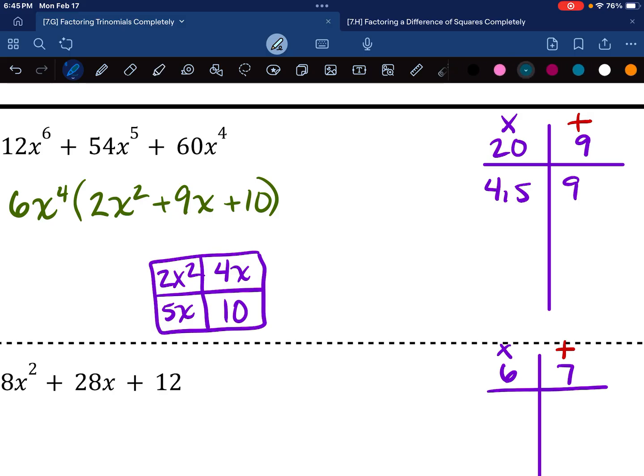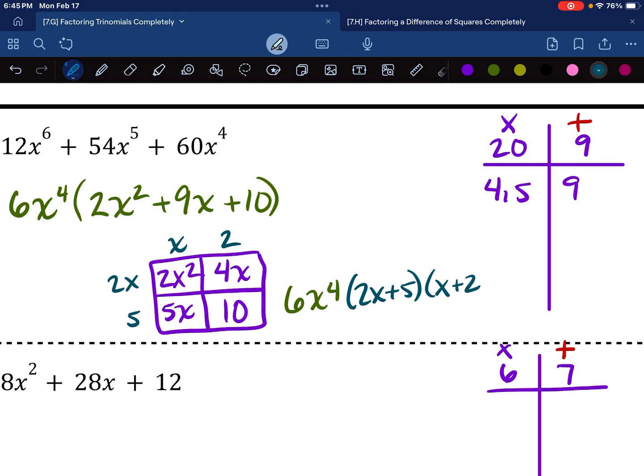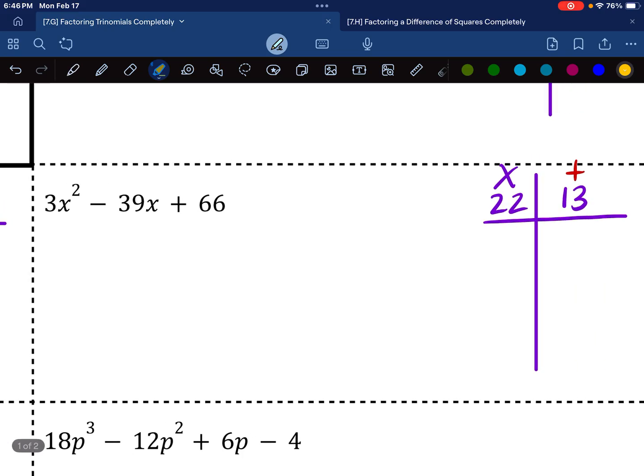All right. So factoring out my GCF, I see an x, a 2, a 2x, and a 5. So my final factored form, okay, I have the 6x to the 4th that was my GCF. Then I have my 2x plus 5 and my x plus 2. So see how I had to factor it twice? I had to take out that GCF and then I had to use my box. That's all that we mean to factor completely.